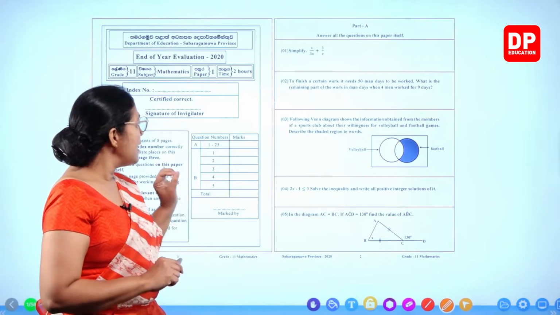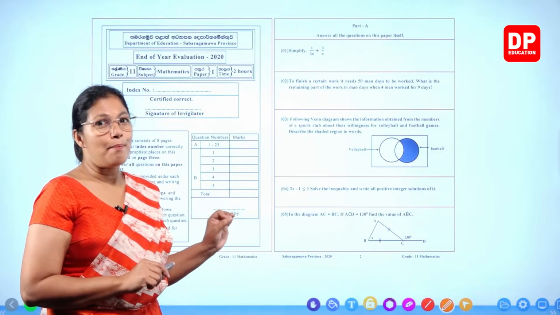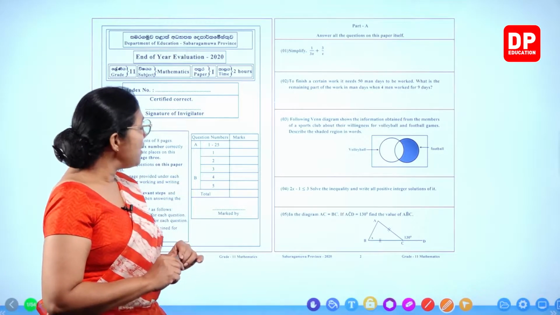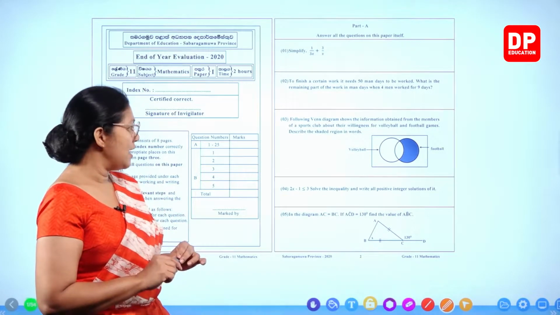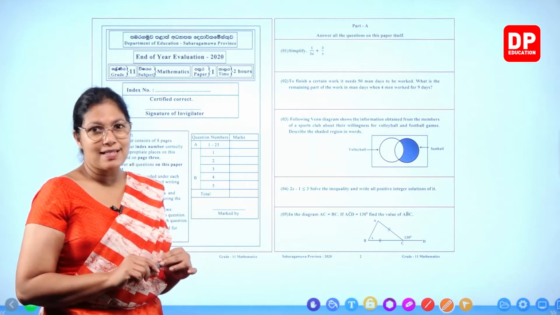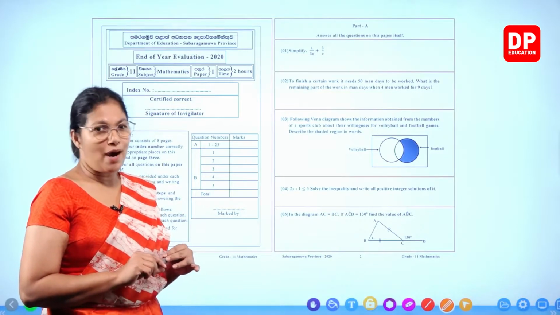So that means for each question in part A, spend a maximum of 2 minutes. And for part B questions, spend 12 minutes per question. And each question in part A is worth 2 marks and each question in part B is worth 10 marks.